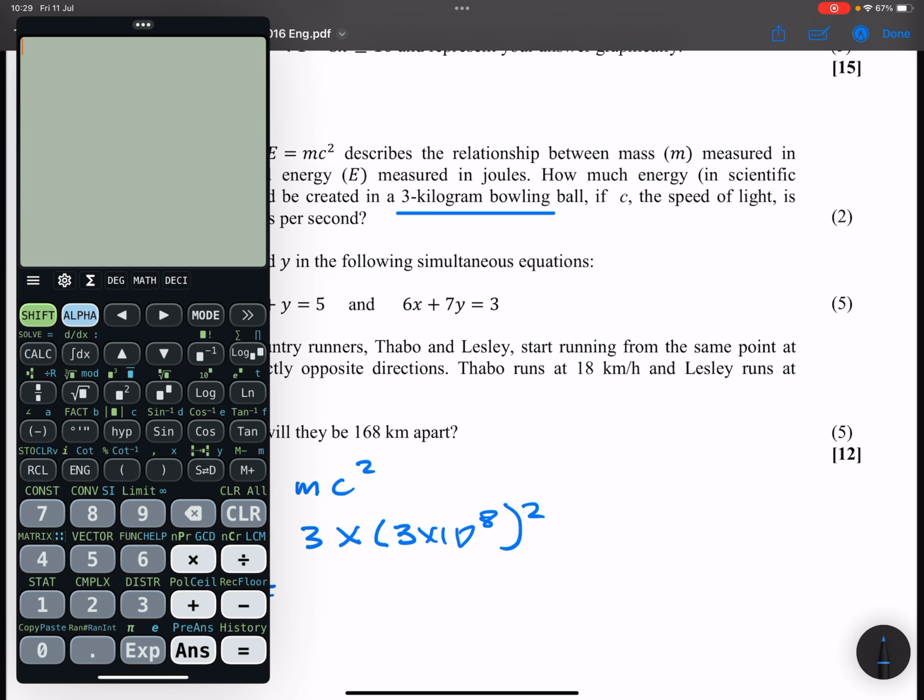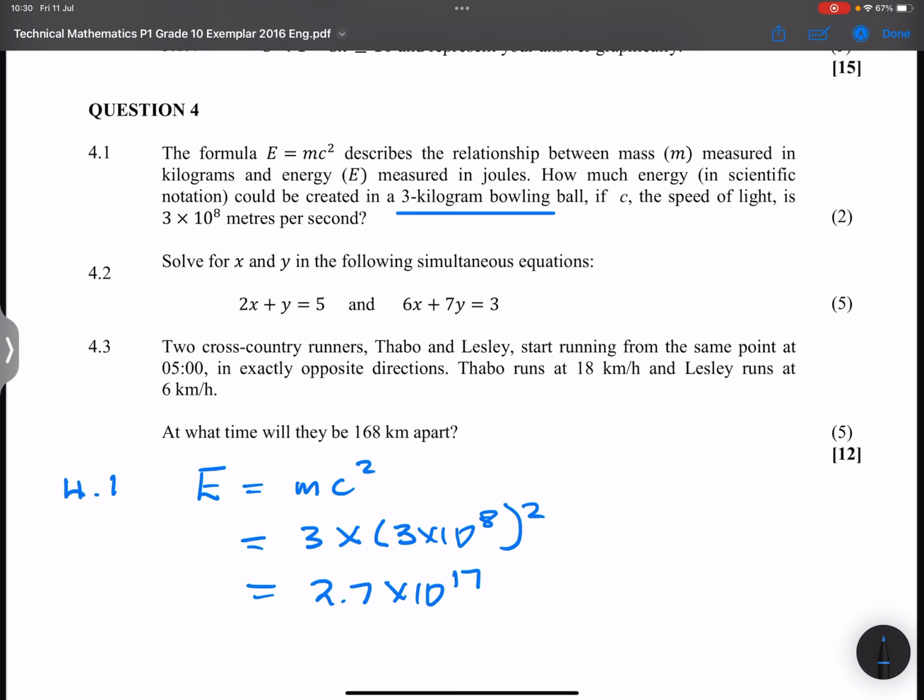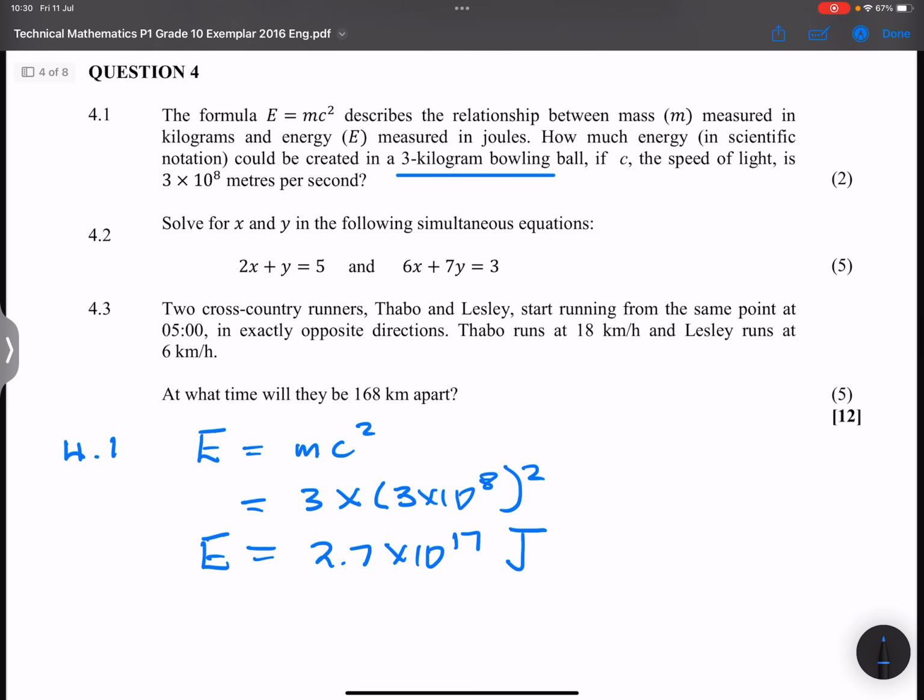So let's do that quickly. So 3 multiplied by 3 exponent. Okay, so you can say times 10. No, not squared. That's 8. Right, so you square that. Okay, that gives me 2.7 times 10 to the power 17. And remember, they said E is measured in joules, so that should be joules over there. All right, so hopefully you were able to get that.